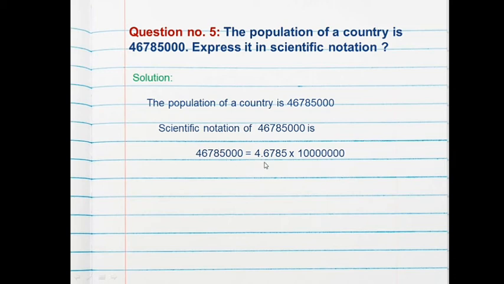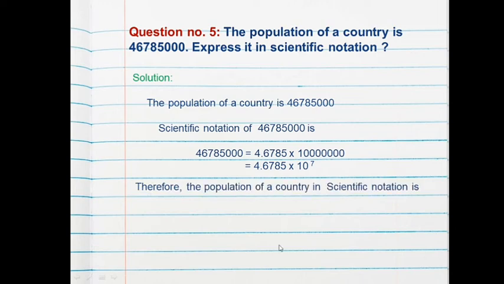So it is 4.6785 into 1 crore, which can be written as 4.6785 into 10 raised to the power 7. This is how we have to convert a number into scientific notation. Therefore the population of a country in scientific notation is 4.6785 into 10 raised to the power 7. Then the next question, this one is the last question, question number 6.